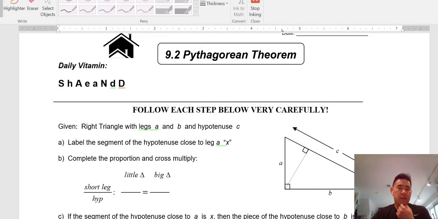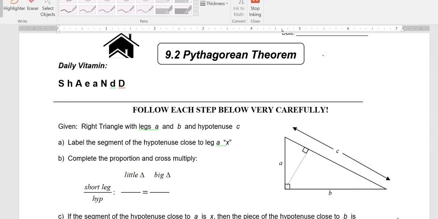Okay, everyone. Section 9.2 is the Pythagorean Theorem. Finally here, doing the most famous theorem in all of geometry. So it's, of course, a squared plus b squared equals c squared. And we're going to go ahead and do a proof of it.